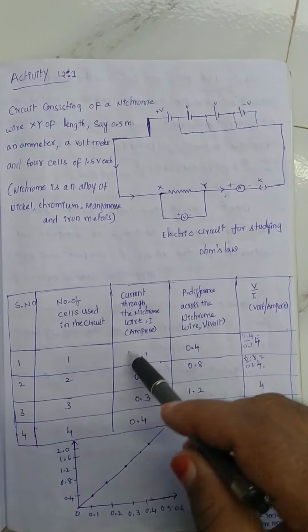Again now V by I, 1.2 by 0.3. How much does it show? V by I is 4. Next, I am using 4 cells now.